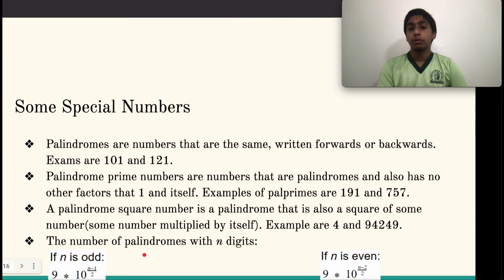Now, the number of palindromes with n digits we find by using two different formulas, based on if n is odd or n is even. So if I want 3 digits, I'm going to use this formula, but if I want 4 digits, I'm going to use this formula. For odd, it's going to be 9 times 10 to the power n minus 1, over 2. And here it's 9 times 10 to the power n minus 2, over 2. So if it's odd, it's going to be n minus 1. If it's even, it's going to be n minus 2. Based on that, you should be able to remember the formulas, and you can apply them to find the number of palindromes with a given number of digits.